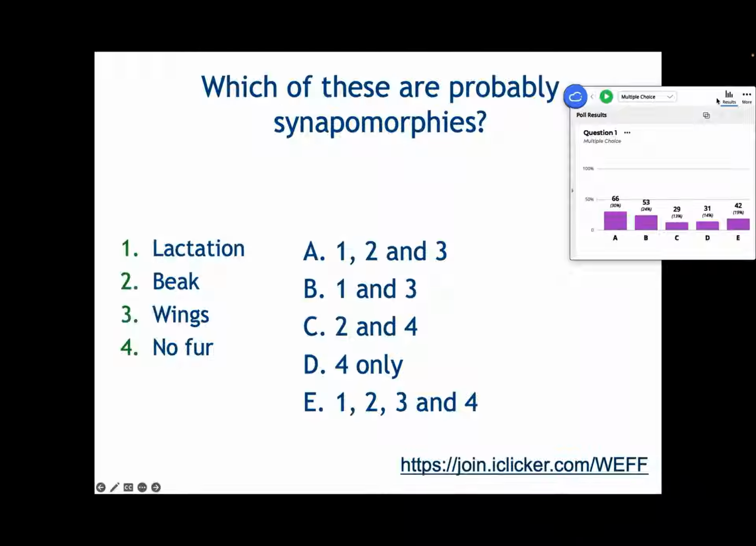Yeah, bats have wings and chickens have wings. And is it derived? Probably, because wings is something that is not found in the outgroup. It is found in some of the in-group, so probably wings are derived. So we'll count wings as a synapomorphy.